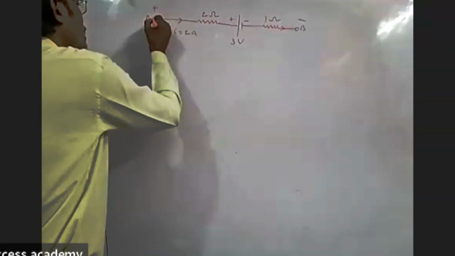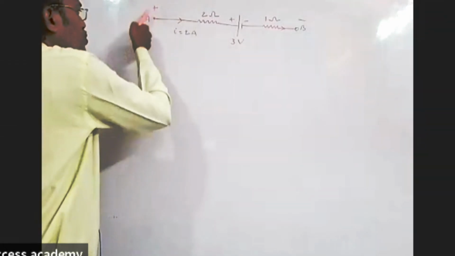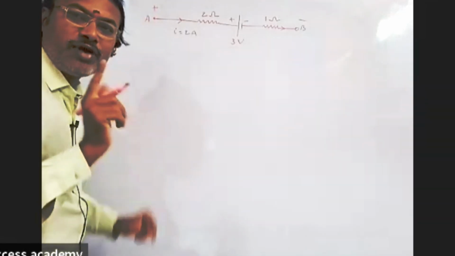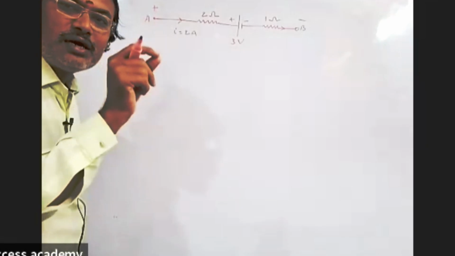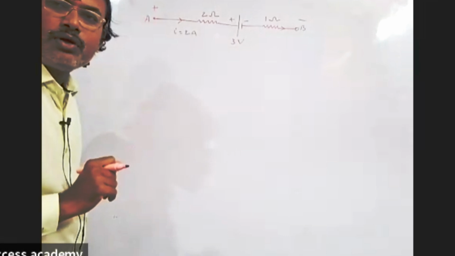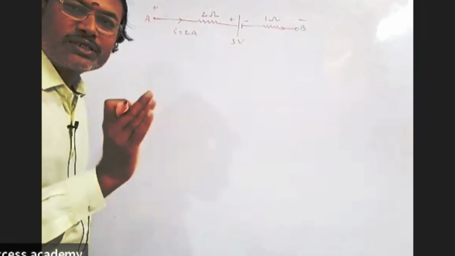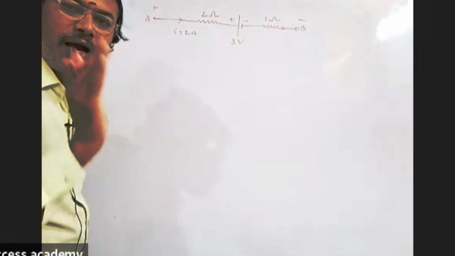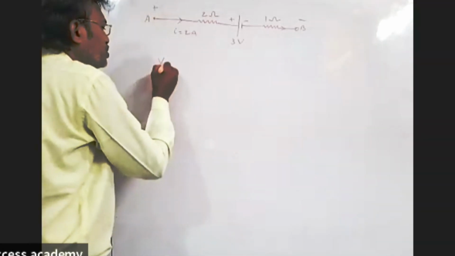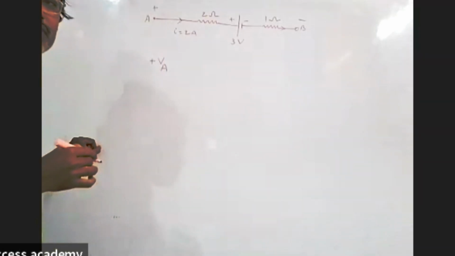Once you are moving from here, at A, apply Kirchhoff's second law. At A, the potential is plus, nothing but positive potential, because the current is moving from this point. Remember very clearly: from where the current starts, wherever you consider the initial point, that is at a high potential, that is plus. Here A is at high potential, so the potential at A is VA, positive sign, plus VA.